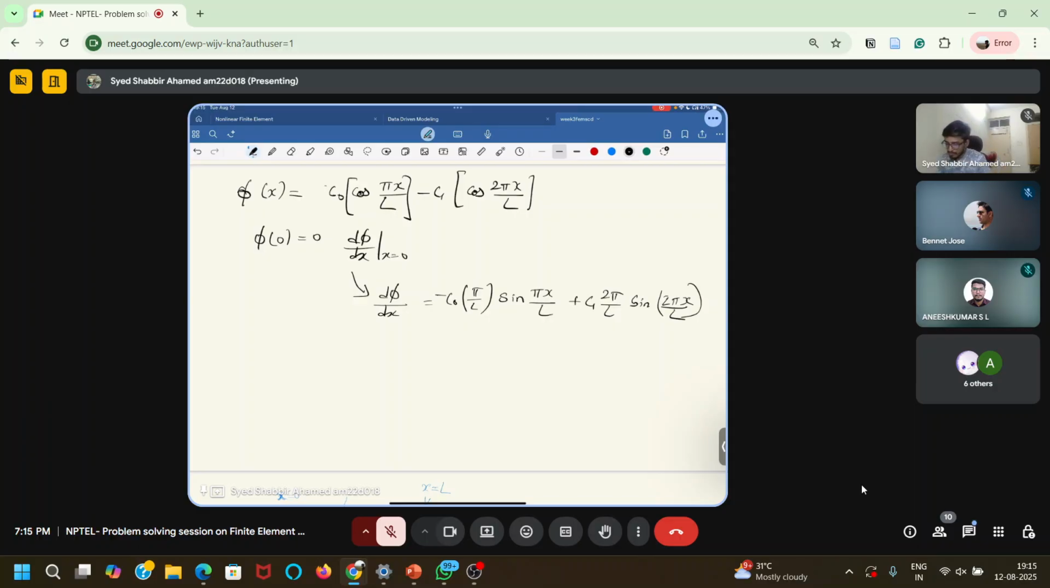Okay. Will it satisfy both of these boundary conditions? Essential boundary condition, will this function satisfy that? Phi of x, just substitute x equals 0 in phi, and also d phi by dx. Substitute x equals 0 and check and give me the answer.